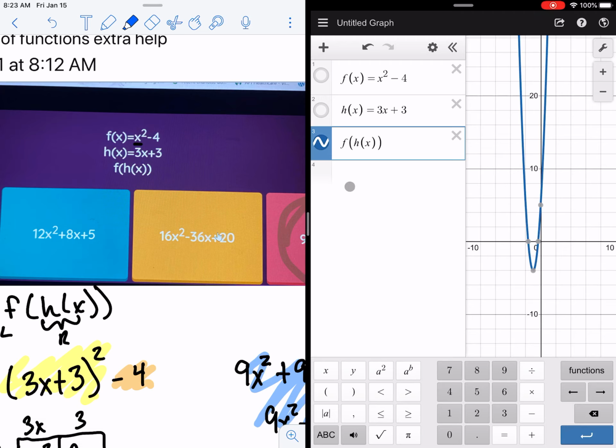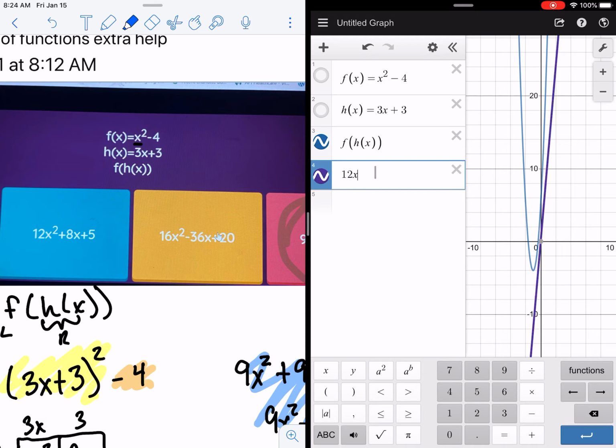Now, again, because it's a type of function operation, you can type the functions they give you, hide them because they want you to perform an operation on them. Once you perform the operation, you should have another function, which is your end resulting graph. And then you just check your answer choices that they give you.